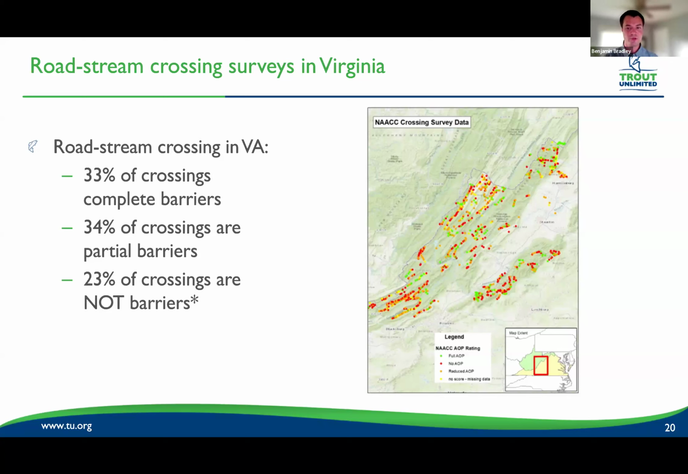And I will say, there are more crossings in Virginia that have to be surveyed than there are crossings that have been surveyed. And so we're not saying that these are the numbers that will hold across Virginia, but we do have 500 to maybe 700 crossings already surveyed. And so it wouldn't surprise me if, as we build out the survey database, this distribution kind of stays similar. Next slide.